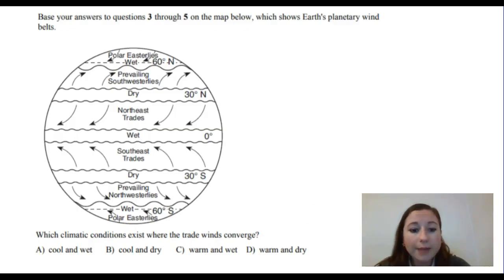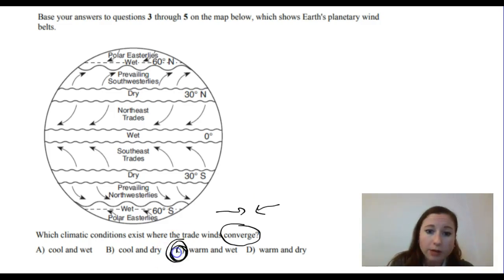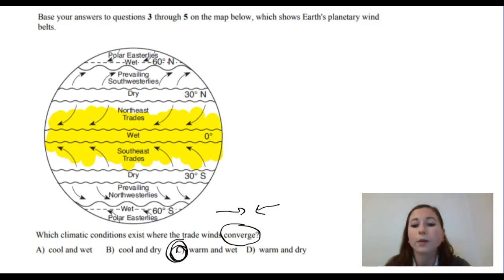Finally, which climactic condition exists when the trade winds converge? When you think about convergent and divergent, these vocabulary words are now coming back into effect here. Converging, meaning to come together. Very nice. So when the trade winds converge, what type of climate are we getting? What type of pressure? You said warm and wet. You are correct. I would see that this location right here is where our wind belts are converging together. So right at the equator, we have a warm and wet environment.